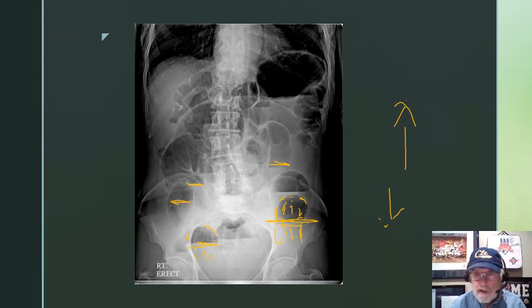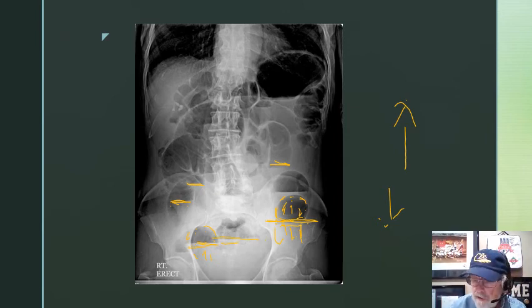When you see this on an x-ray down the future, I'll probably be dead and gone. But here's what I want you to say: air fluid levels. You heard that here first. Basically, that's a sign of intestinal obstruction.